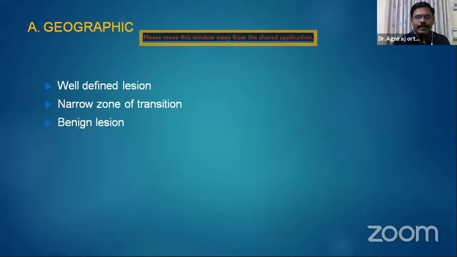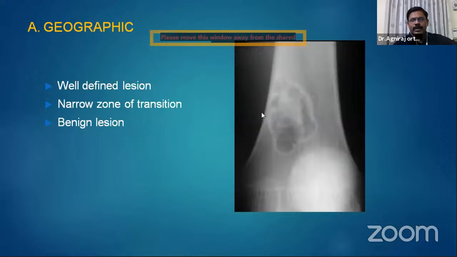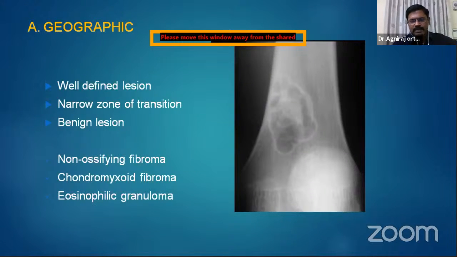So coming to the patterns of bone destruction, there are three types, as I told you. Geographic. Geographic means it is a well-defined lesion. The zone of transition is narrow. That means it is a benign lesion. There is one classification, the Lodwick classification, like 1A, 1B, 1C. I am not going into detail. If you remember that geographic means it is a benign process, that is enough for now. It is a well-defined lesion with a rim of sclerosis. Sclerosis may be present or not present. So you can draw the border. Well-defined lesion, zone of transition is narrow, benign lesion. Examples: this is a case of non-ossifying fibroma; chondromyxoid fibroma and eosinophilic granuloma will also produce geographic type of lesions. This is the DD for this X-ray.